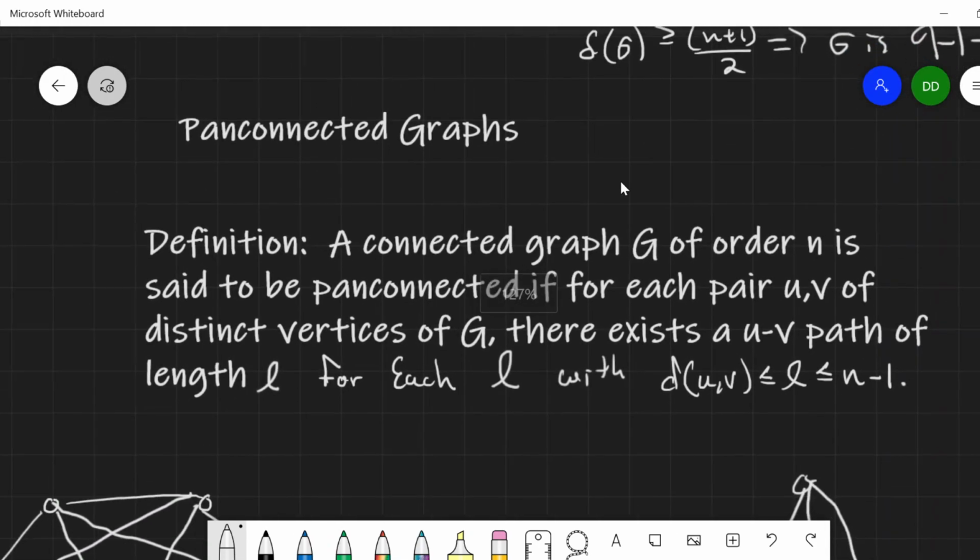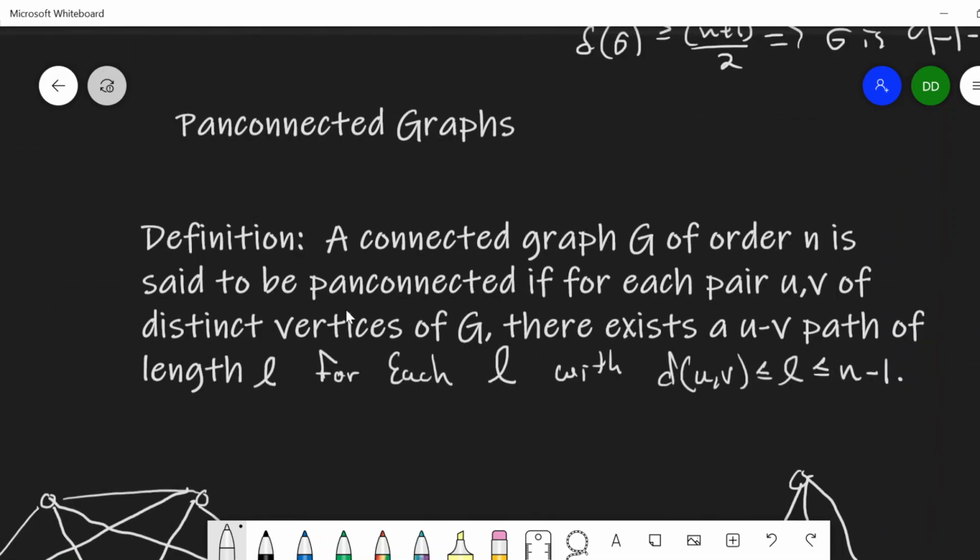A connected graph of order n is said to be pan-connected if for each pair u, v of distinct vertices of G, there exists a u-v path of length L for each L between the distance between u and v and n minus 1. So the way to think about this is that given a pair of vertices in a pan-connected graph, we can find a path of any possible length between them, between the distance between the two vertices and n minus 1.